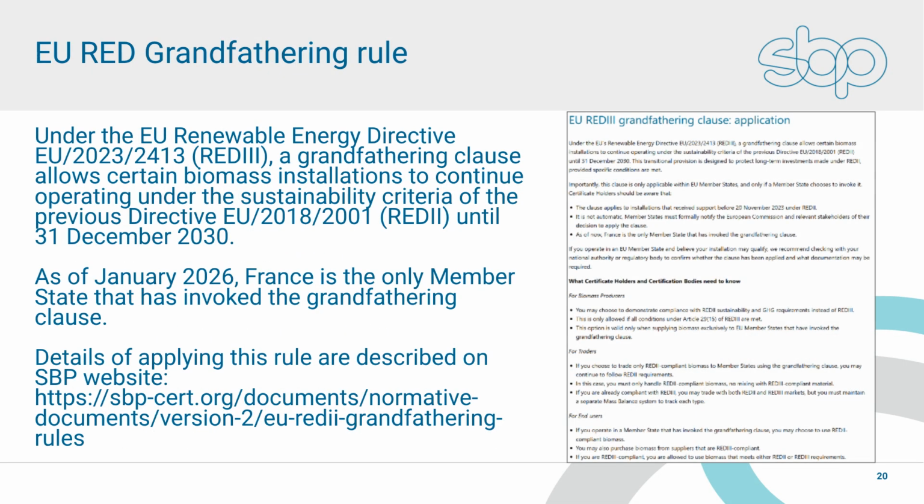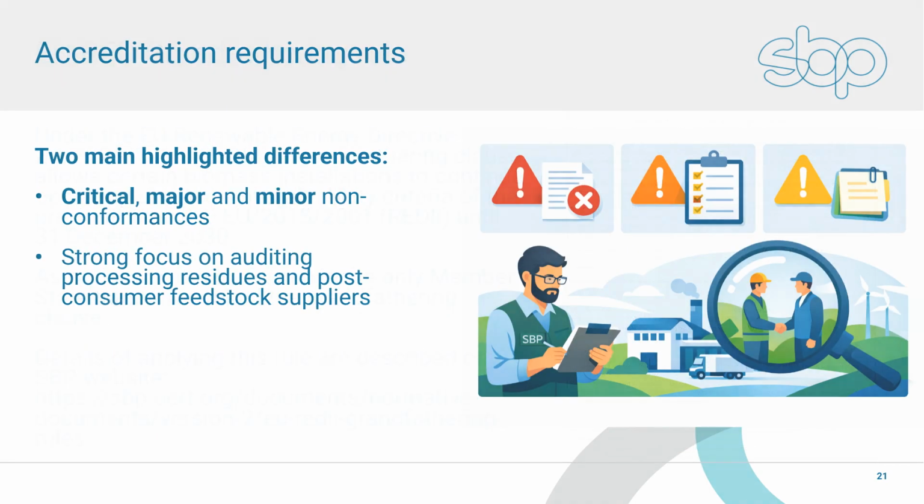Under RED 3, there is a grandfathering clause that allows certain biomass installations to continue operating under the sustainability criteria of the previous directive, RED 2, until the 31st of December 2030. As of January 2026, France is the only member state that has made use of this clause. SBP has published detailed guidance on how the grandfathering rules are applied on its website at the link shown on the slide. Next, a few key differences in accreditation requirements when auditing SBP EU RED scope.